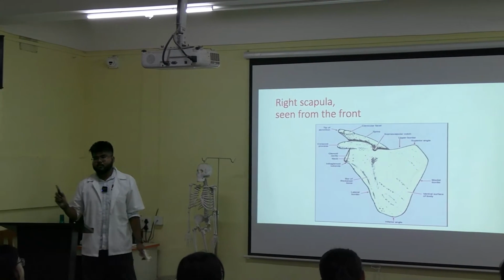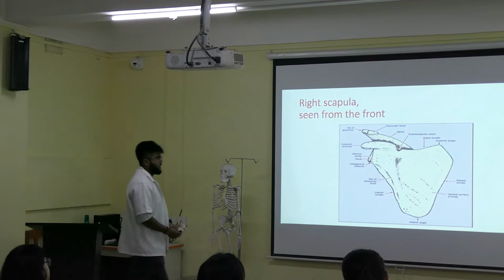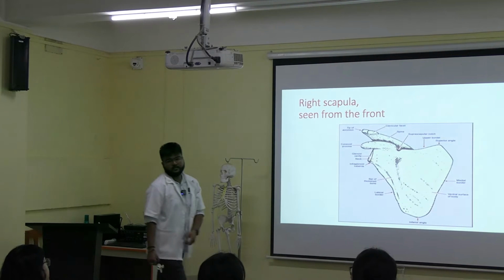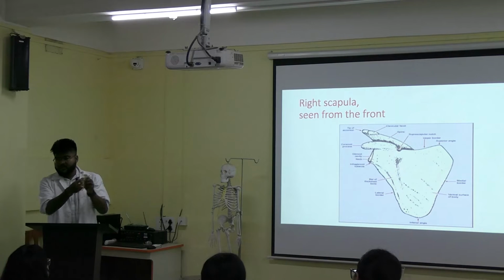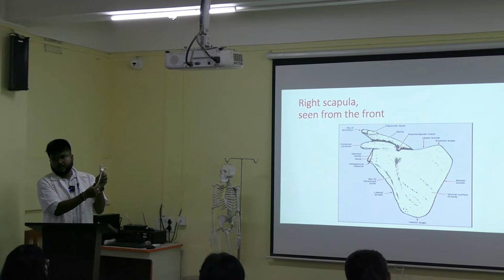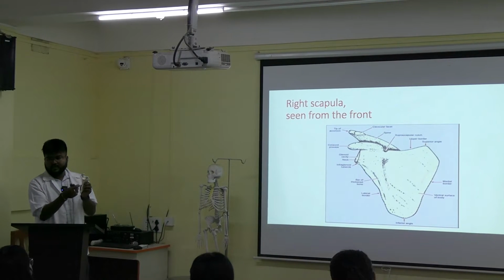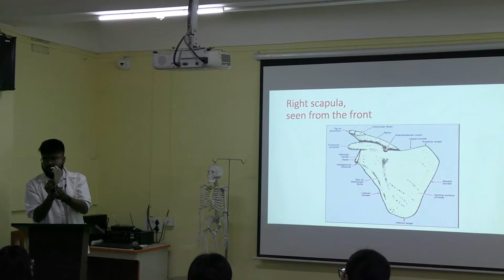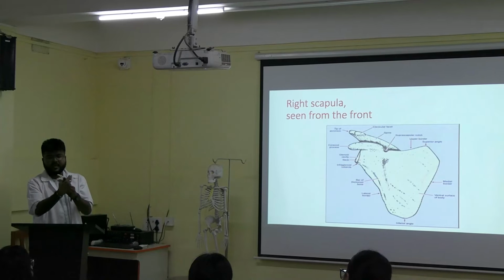Is the glenoid cavity located on the lateral side or the medial side? Lateral side. So what is this border called? Lateral border, because the glenoid cavity is present laterally. Always remember, this lateral border is quite thick compared to your medial border. So this is the medial border. Medial border, lateral border, and another one is the upper border or superior border.